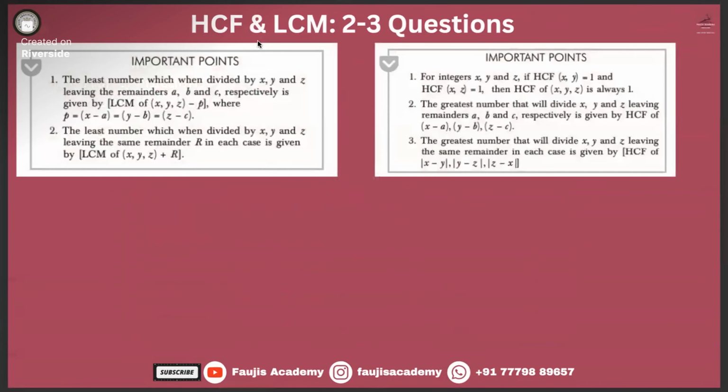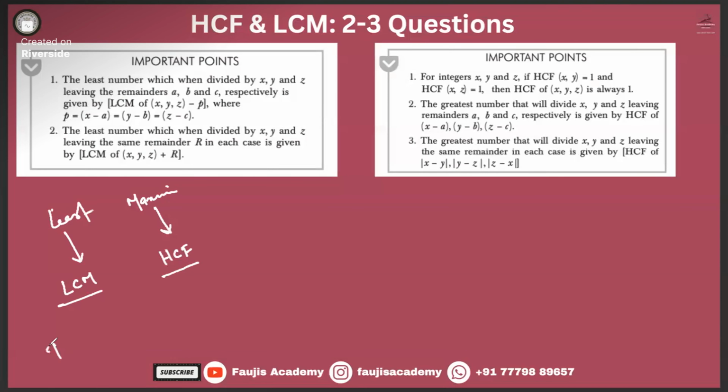Yes. These are a few of the points in the book that have been given. The only thing I wanted to tell you: whenever they ask you least, you will find LCM. Whenever they tell you maximum or max or highest or greatest or whatever the nomenclature is, you will find HCF.